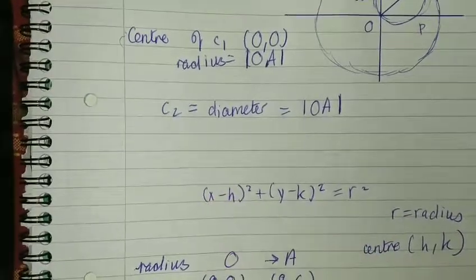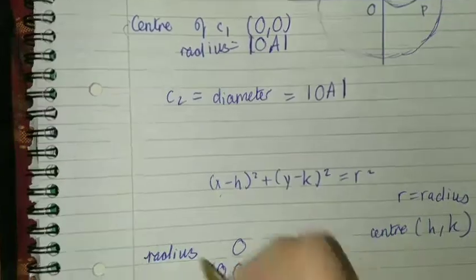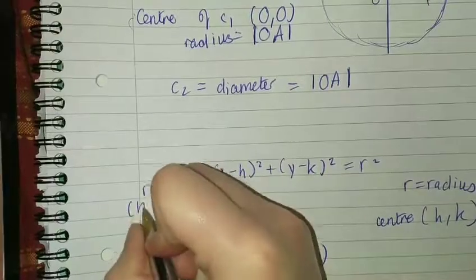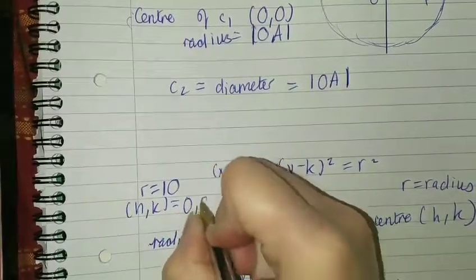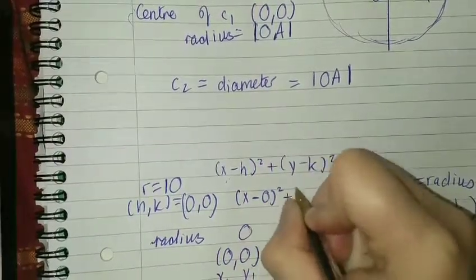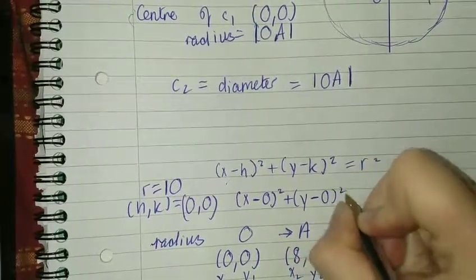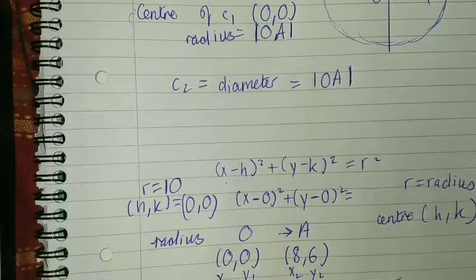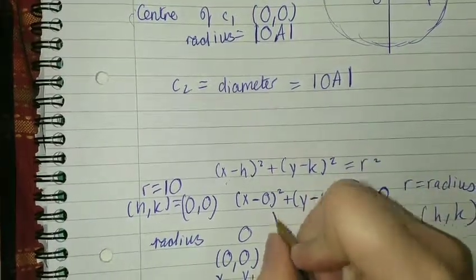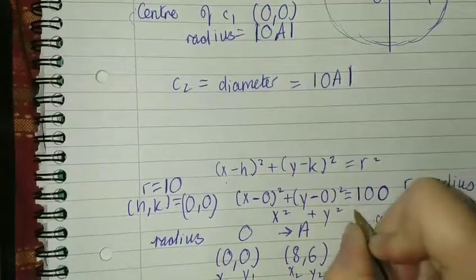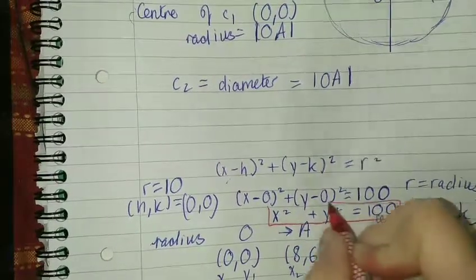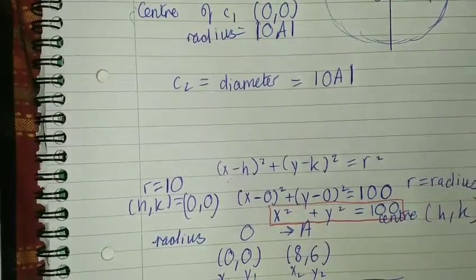So if I'm to use this formula here for C1, my radius is 10, my center, which is h, k, is equal to 0, 0. So it's going to be x minus 0 squared plus y minus 0 squared is equal to r squared, which is square the radius, so it's going to be equal to 100. So that's going to give me x squared plus y squared is equal to 100. So that is the equation of my bigger circle C1.